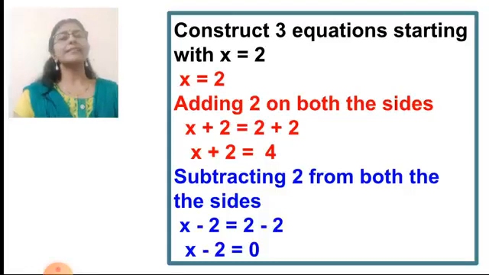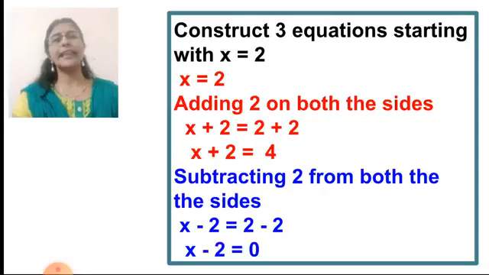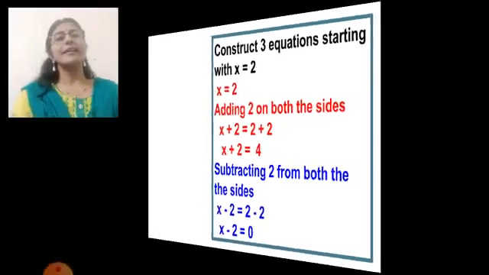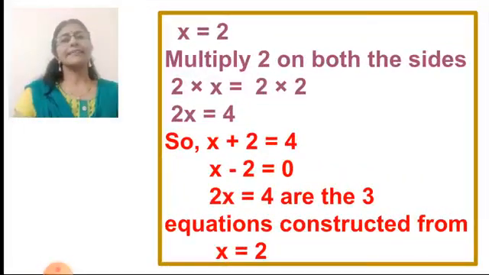Now subtracting 2 from both the sides. Let us subtract 2 from both the sides of the equation. So you will get x minus 2 is equal to 2 minus 2, which is equal to 0. So this is again another equation. Now let us multiply 2 on both the sides of the equation. So x will be multiplied by 2. 2 into x is equal to 2 multiplied by 2. So 2 multiplied by x is 2x. 2 2s are 4. So this is again one more equation.